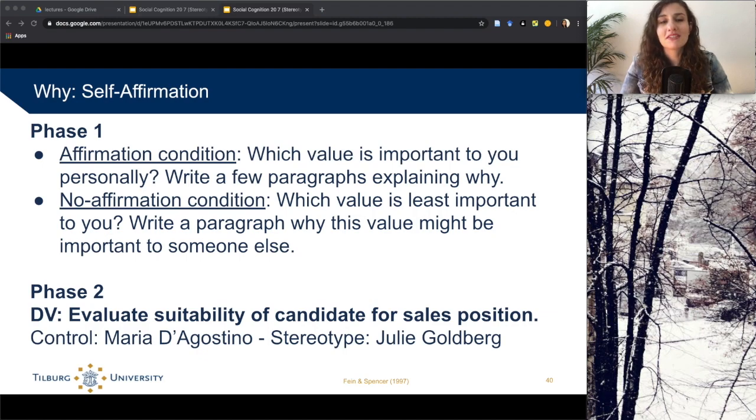So this study took place in 2 phases. In the first phase, participants were either in the affirmation or in the no affirmation condition. So in the affirmation condition, participants were asked to write about which value was important to them personally and to explain why. And in the no affirmation condition, they were asked to write about which value was least important to them and to write why this value might be important to someone else.